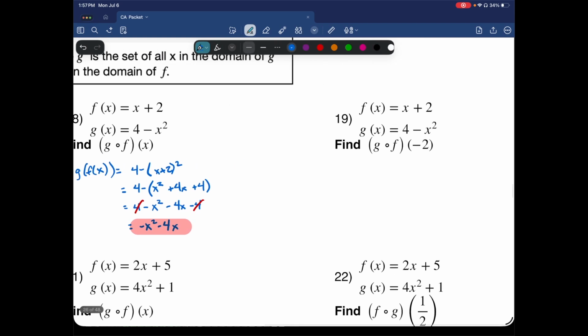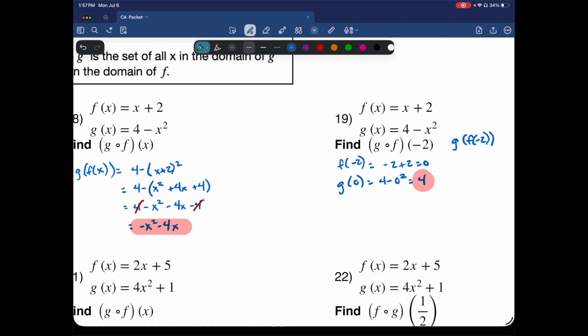19, this time we have g of f of negative 2. So what this means is I need to find f of negative 2. What is that? That's going to be negative 2 plus 2, which is 0. All right, and because this is g of f of negative 2, the answer I get for f of negative 2, I plug into g. So I'm going to say g of 0. And when I get this answer, I'm done. So 4 minus 0 squared is 4. That's my answer, 4.